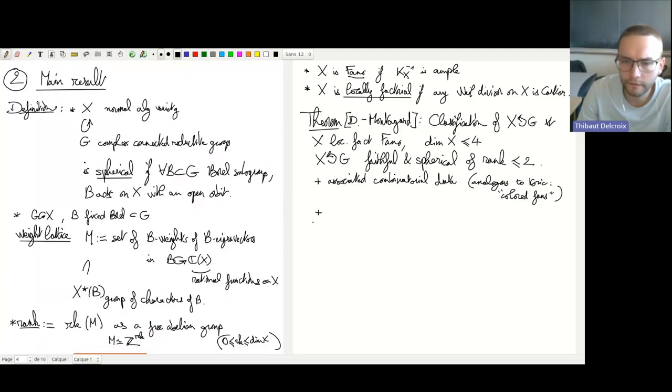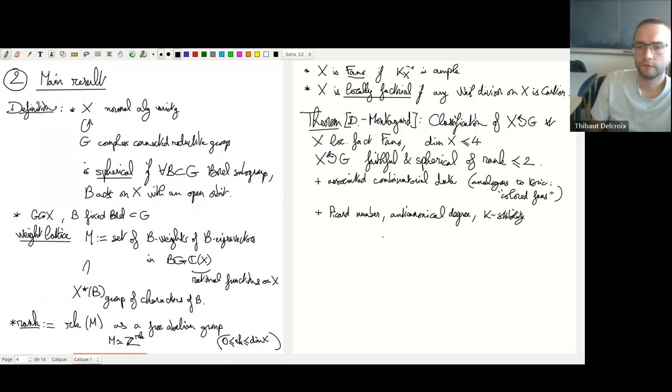And then we also compute from this several invariants of the manifolds X or the varieties X, like the Picard number, the anticanonical degree, we say the volume. And we also check if they are K-stable or not, so the K-stability or existence of Kähler-Einstein metrics, depending on what you prefer. We do this for all the varieties that we classify. And so I cannot give the list because of the numbers involved.